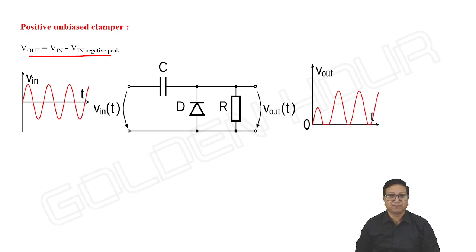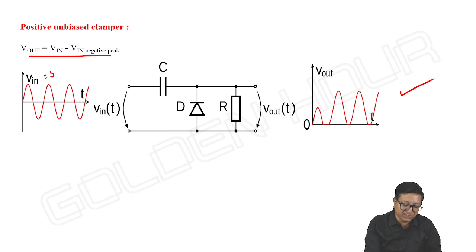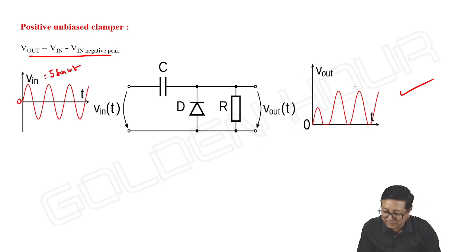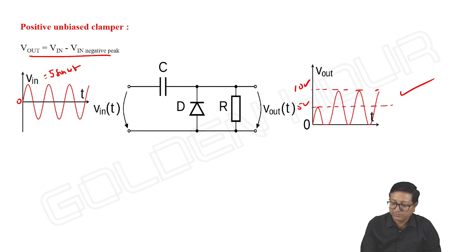How it is seen? Anyway, this is how we can see the output waveform for an input. Suppose input is like some 5 sine omega t, can be anything. Just as an example, I wrote it. Then it is plus 10 volts and it is 5 volt. Okay, what is about this one, etc. Just we need to see.